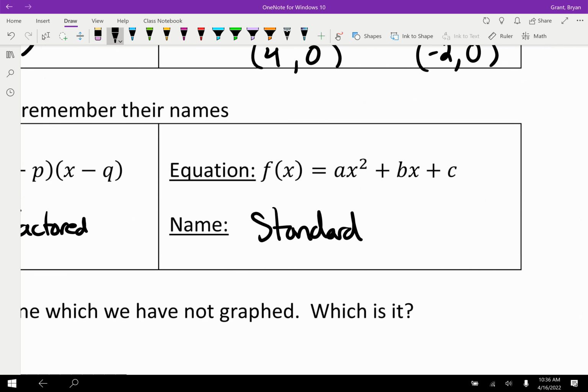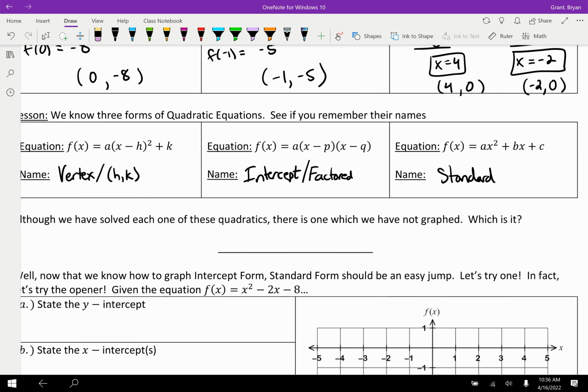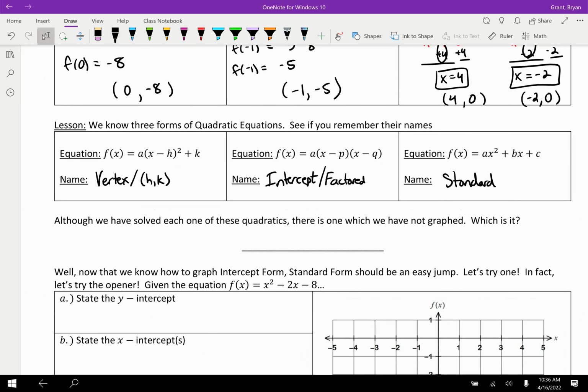And standard form we've also done in the past. We were introduced to that in topic 8. Biggest exponent first, it's a degree of 2. And as we go through, we spent time on vertex form, time on intercept form, but the one that we haven't actually graphed yet is standard form. But luckily, since we know how to graph intercept form, we actually already know how to graph standard form. So let's try one. In fact, let's try the opener.